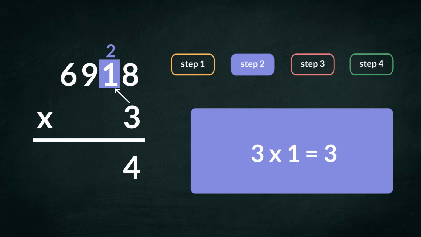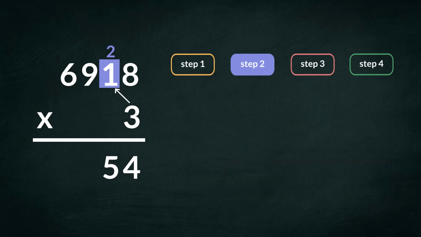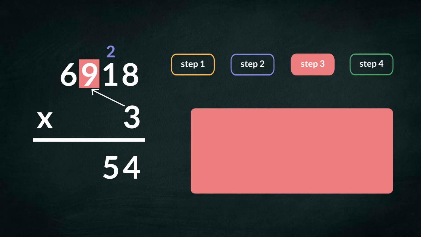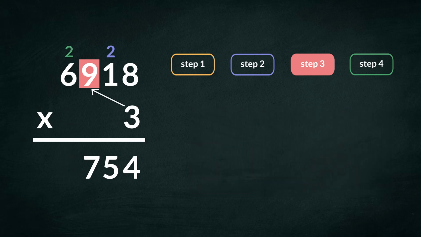But don't forget to add that 2 we carried over. 3 plus 2 equals 5. Since the result is not a 2-digit number, we don't need to carry anything to the top. Okay, step 3 is here. We need to multiply 3 by the digit in the hundreds column. 3 times 9 equals 27, a 2-digit result. You know what time it is? It's carry time! Let's carry that 2 to the top of the thousands column and keep 7 under the line.